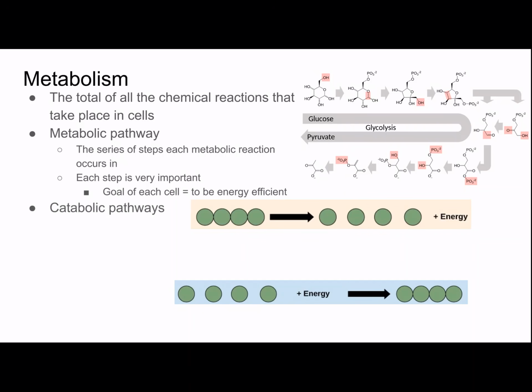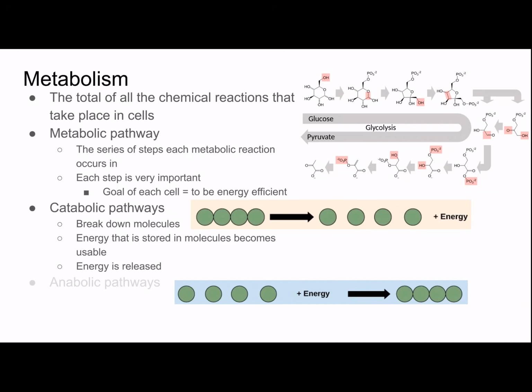There are catabolic pathways, which are where molecules are being broken down. So the energy that is stored in the molecules becomes usable to the cell, and energy is released. So as you can see in the picture, there are molecules bonded together, and when those bonds are broken, energy is released. Then we have the opposite, anabolic pathways, which are how molecules are created.